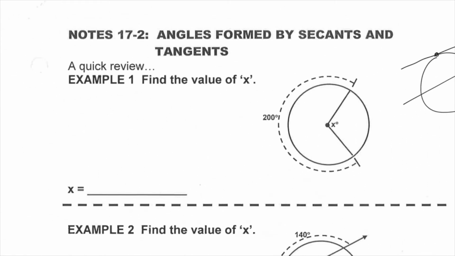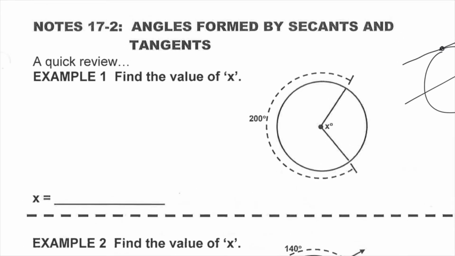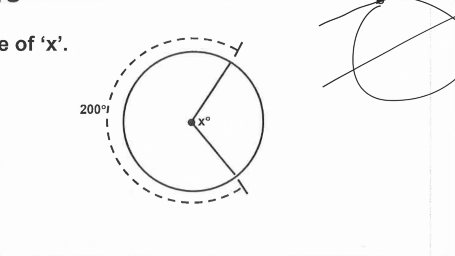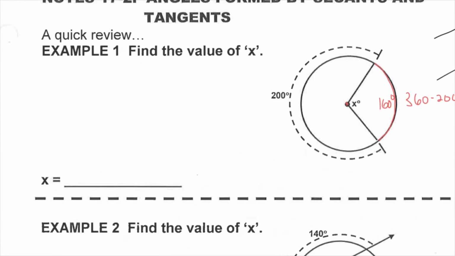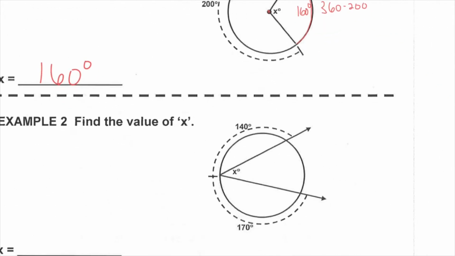But first, let's remember a couple of things. It says find the value of x. Well, x is a central angle. Its vertex is at the center, so its degree measure is the same as its intercepted arc. I don't know that, but I know everything else, and that's 200. So we can do 360 minus 200 to get that arc length, which is 160 degrees, which means that x is also 160 degrees. So pretty easy one there. Central angles equal their intercepted arc.